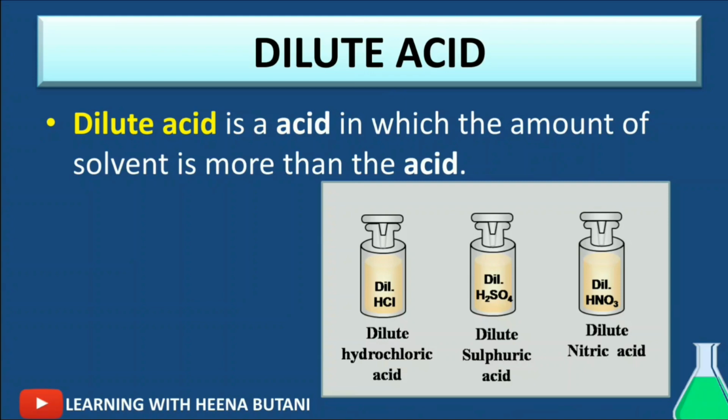And dilute acid. What is dilute acid? Dilute acid is an acid in which the amount of solvent is more than acid. Here also solvent is water. So amount of water is more in a solution compared to the acid. And examples of dilute acids are dilute hydrochloric acid, dilute sulfuric acid, and dilute nitric acid. All these acids are diluted by adding water to concentrated acids.